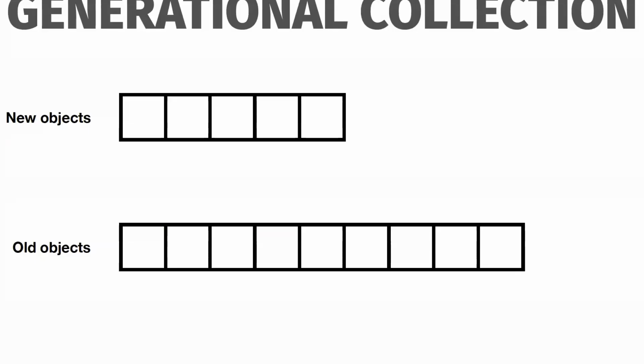So similar to copying, we have two memory spaces. But in this case, we have new and old.